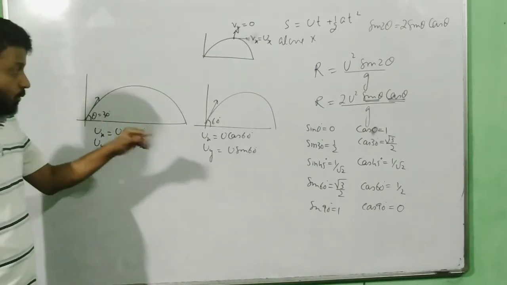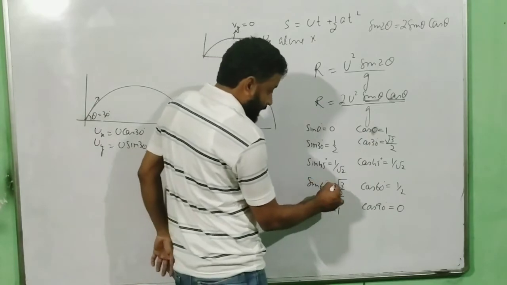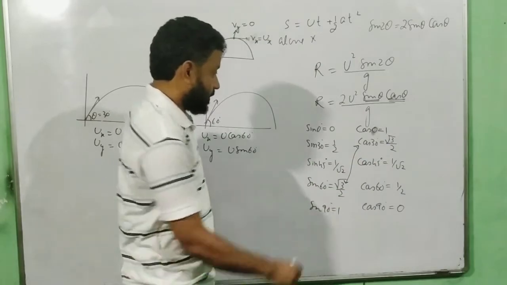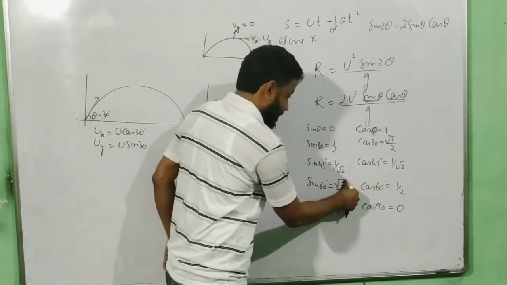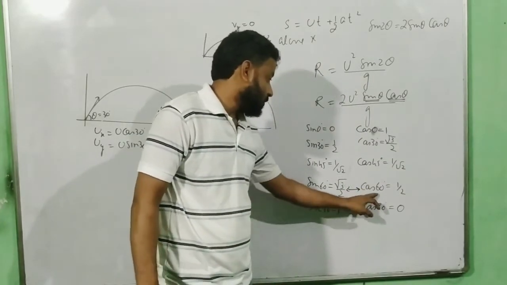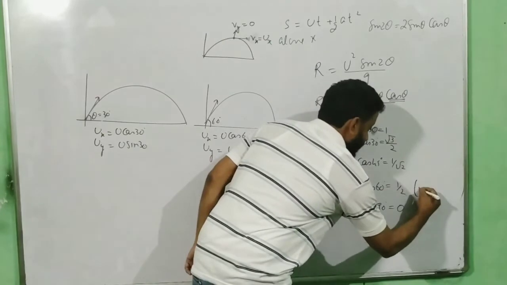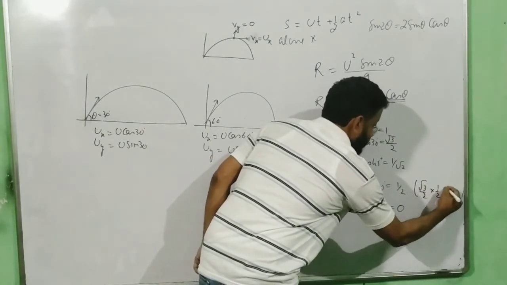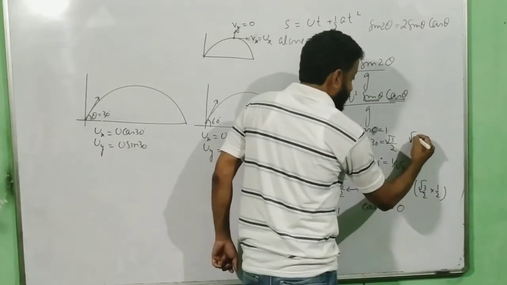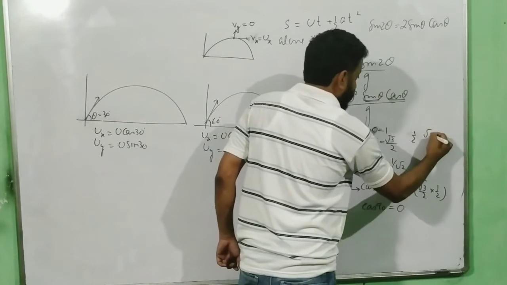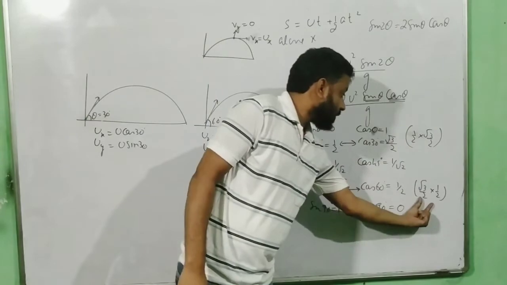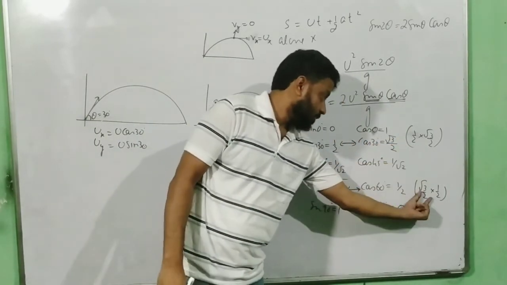Look here. If you multiply sin 60 and cos 60, what is the product? Root 3 by 2 into half. And if I multiply sin 30 and cos 30, what is the product? The product is again half into root 3 by 2. So what has happened here? The product here and the product here are same.